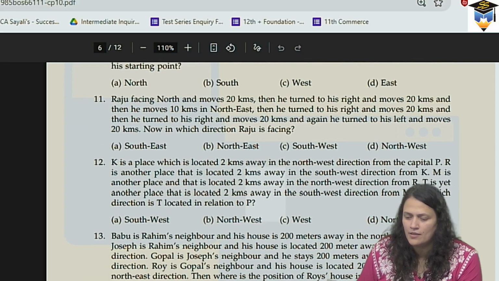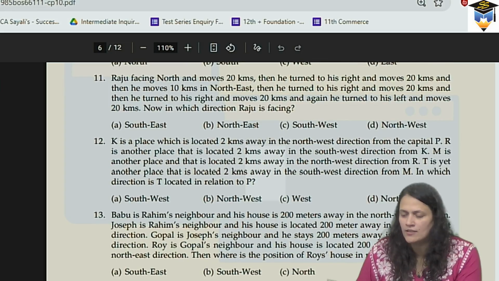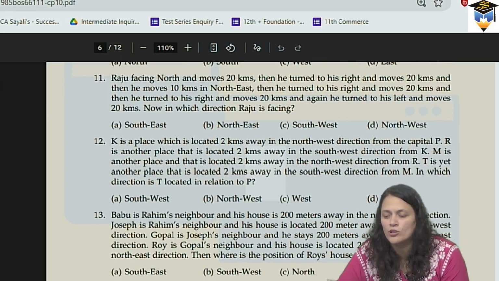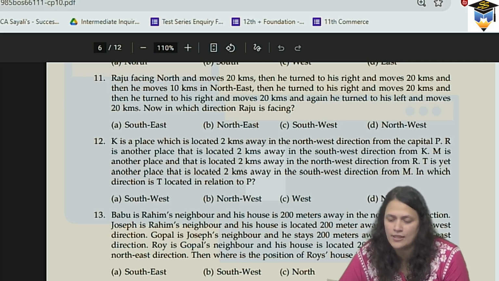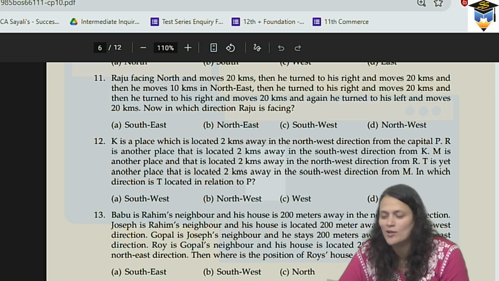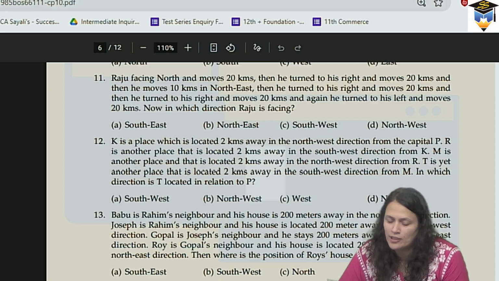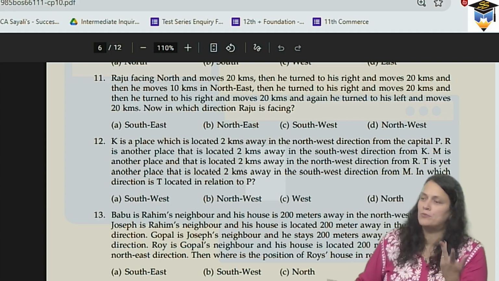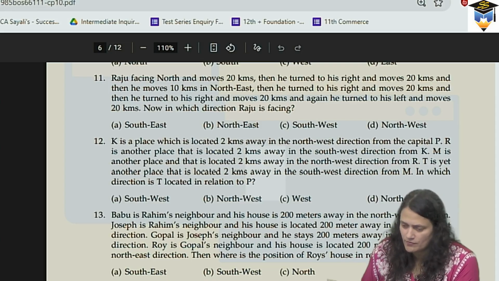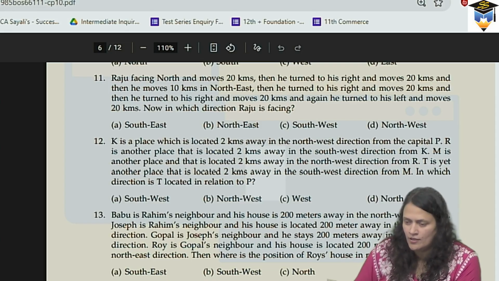13th sum. Babu is Rahim's neighbor and his house is 200 meters away in the northwest direction. Joseph is Rahim's neighbor and his house is located 200 meters away in the southwest direction. Gopal is Joseph's neighbor and he stays 200 kilometers away in the southeast. Roy is Gopal's neighbor and his house is located 200 meters in the northeast. Then where is the position of Roy's house in relation to Babu's? That's the question.